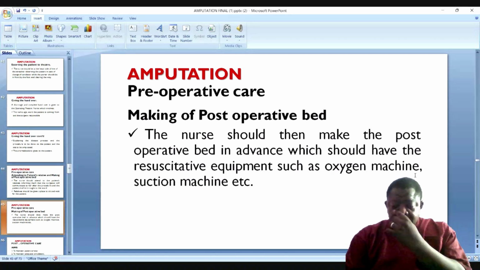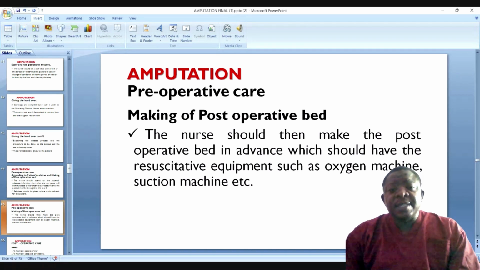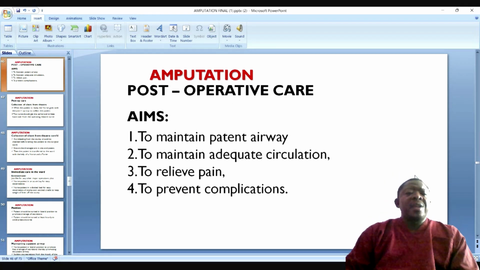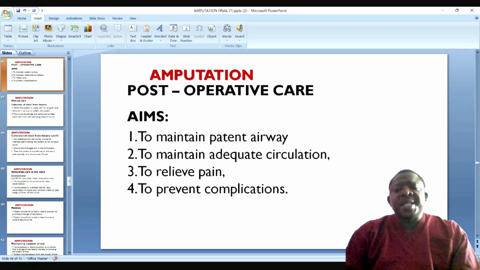After properly taking the handover from theater, you take the patient to the orthopedic ward where they are coming from. The immediate environment will be the emergency bay. Here the nurse is going to nurse the patient in a special bed for patients with amputation, and that is a divided bed. A divided bed is made for easy observation of the stump. On the divided bed you use a cradle.